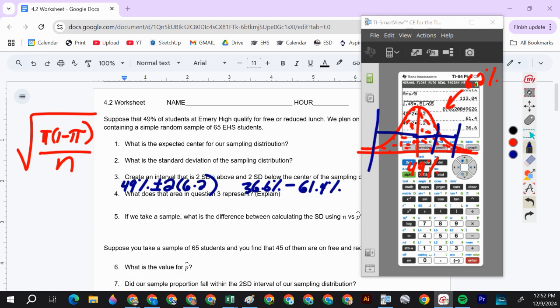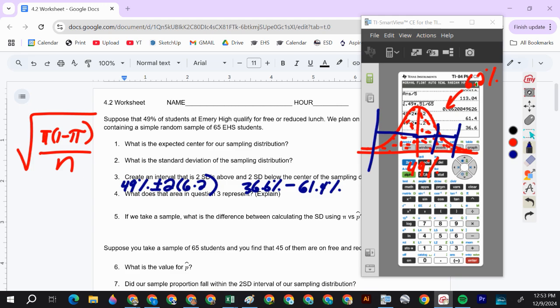So what does that interval mean? That's question 4. Is this a confidence interval? We'll get to that in a second. A confidence interval says I'm 95% confident that the true proportion is inside this window. Well, is the true proportion inside this window? Yes, because we know the true proportion is 49%. So this is not a confidence interval.